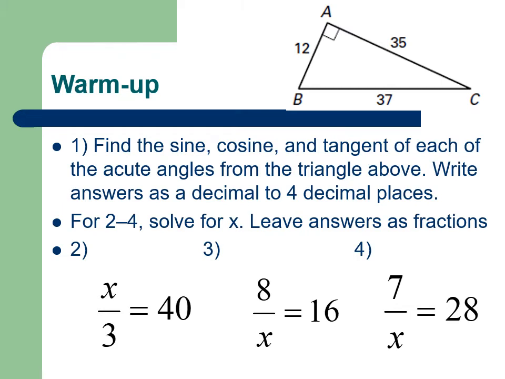Now, giving you a little warm up here, some things I want you to practice because we're going to use them. For problem 1 there, it says find the sine, cosine, and tangent of each of the acute angles. So in this case, in this triangle up there, angle A would be the right angle. The acute angles are angle B and angle C. Normally we do write those as fractions, but I want you to write them as decimals because that's going to come up in how we're going to do them.